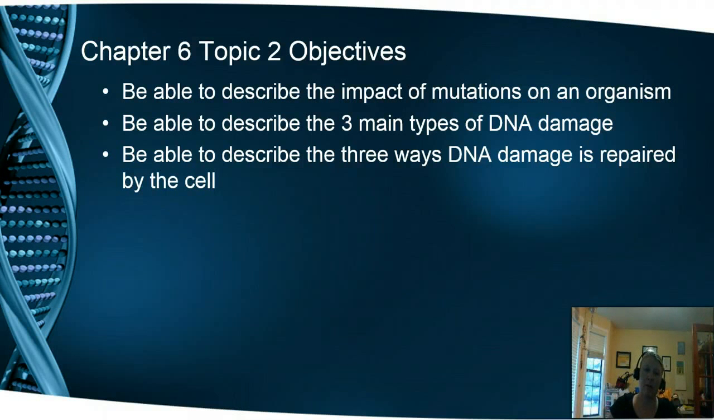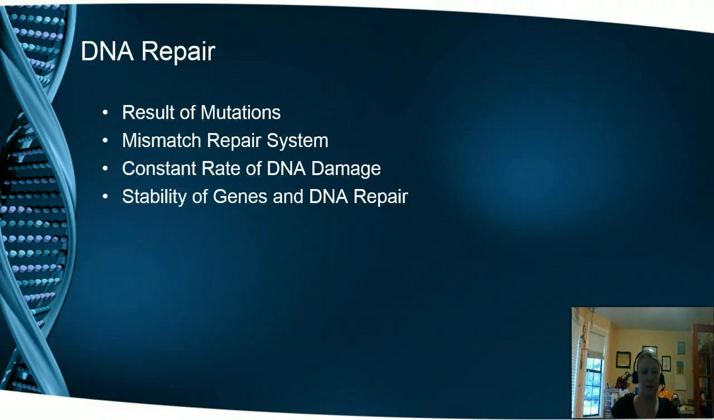As I said, we're going to talk all about DNA repair, and so we have 3 main objectives. As always, these are what I expect you to have mastered coming out of this chapter. Please let me know if you have any questions or if you need to work on any of these a little bit more together. So we have 4 main sections we're going to talk about with this. We're going to talk about the result of mutations, we're going to talk about mismatch repair system, we're going to talk about the constant rate of DNA damage, and then we're going to talk about the stability of these genes and DNA repair.